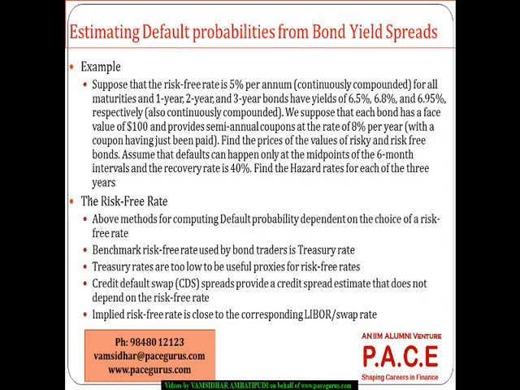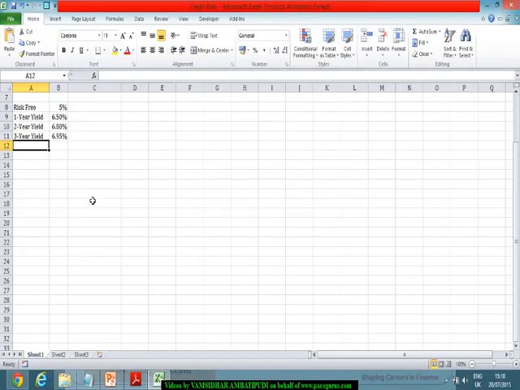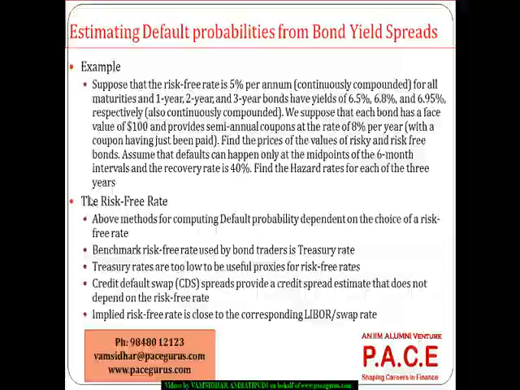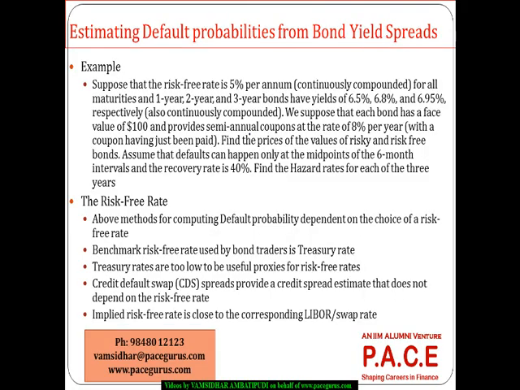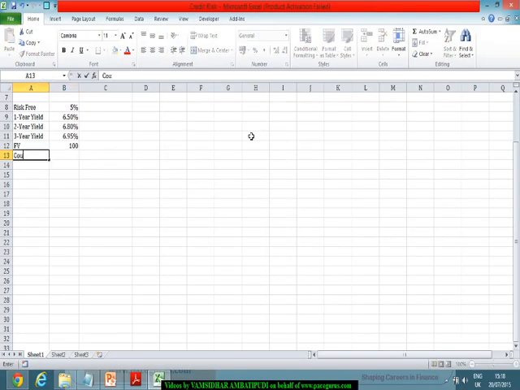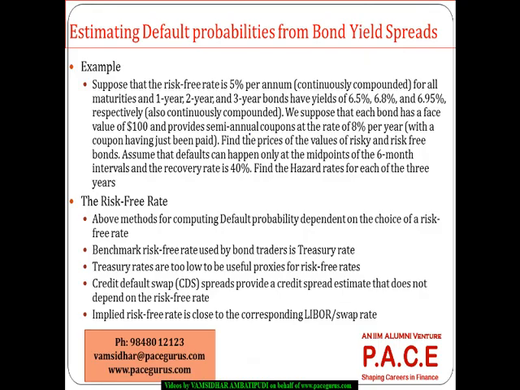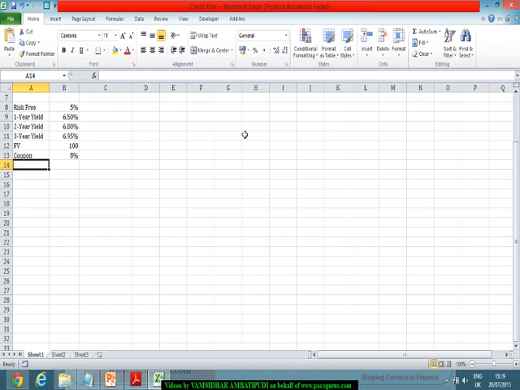We suppose that each bond has a face value of 100, with a semi-annual coupon at the rate of 8% per year, with a coupon having just been paid. Find the value of the risky and risk-free bonds. First, let's find out the value of the risky and the risk-free. I'll go with the first one first, bond 1.